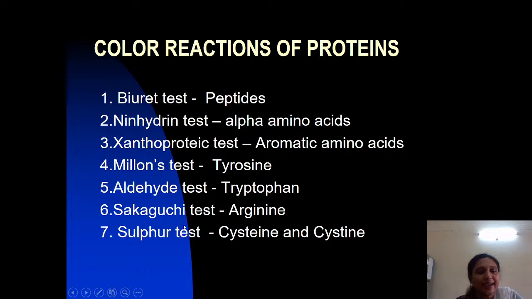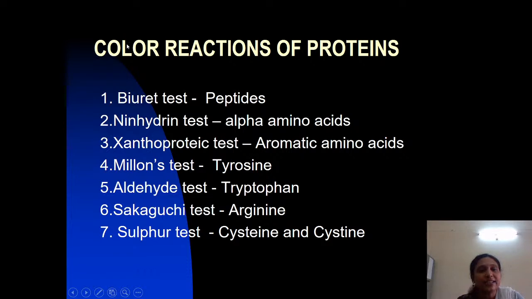Next, another color reaction test, the Sakaguchi test. Here in the Sakaguchi test, a dark red, deep red, cherry red color is observed. That indicates the presence of the guanidino group containing amino acid arginine. The next color reaction test is the sulfur test. If black colored precipitate is observed, that indicates the presence of sulfur containing amino acids cysteine and cystine.